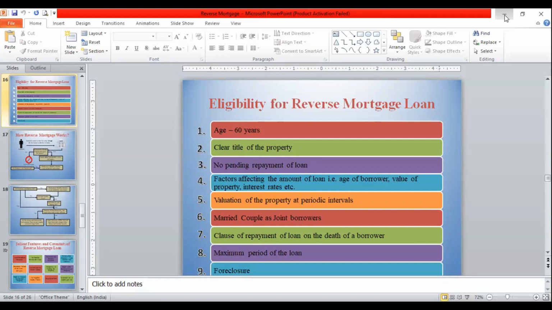The last question which our audience want to know: can we get a tax benefit from this reverse mortgage? Yes, as I have mentioned, as far as the periodic payments by the bank are concerned, no income tax is levied on those payments because that is not considered income in the hands of the borrower. Moreover, at the time of settlement of the loan by sale of the property, if there is any surplus left that is handed over to the legal heirs, no tax is levied.